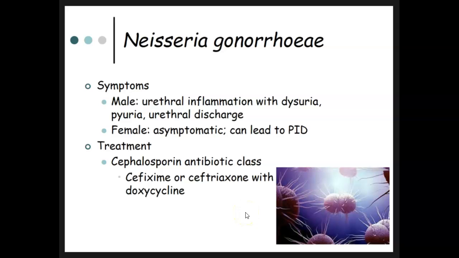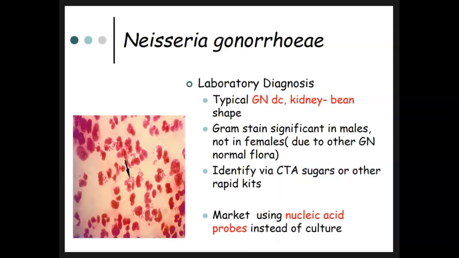In men, the gonorrhea symptoms are urethral inflammation with dysuria, pyuria, and urethral discharge. In women, it can be asymptomatic and also lead to pelvic inflammatory disease. It can be treated with cephalosporin antibiotics, also doxycycline. In the laboratory, we will typically see gram-negative diplococci that have a kidney bean shape. These are very small. The gram stain is significant in males, but not in females, because females have so much other gram-negative flora. We can identify these via the CTA sugars or other rapid kits. However, most often these are diagnosed using nucleic acid probes, and usually the gonorrhea and chlamydia tests are done as a pair.